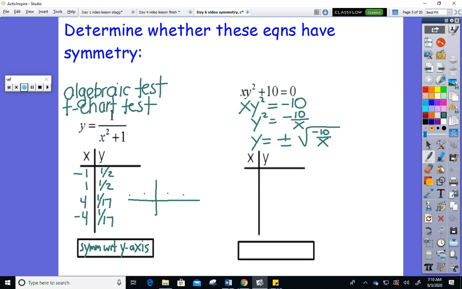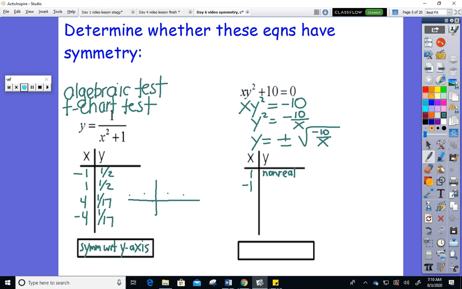For instance, if I were to pick 1 and negative 1, then plugging in 1 would make me do plus or minus the square root of negative 10. The square root of negative 10 is non-real. So that means 1 is not in the domain of this function. That means, guys, right off the bat, that I cannot have symmetry with respect to the y-axis or the origin, because I'm getting an issue.